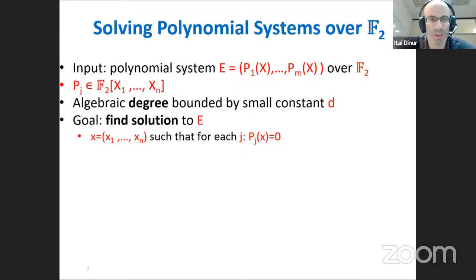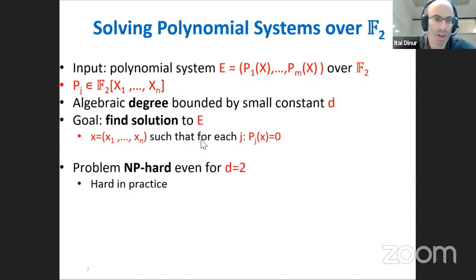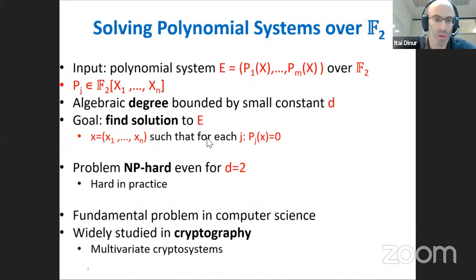In this work, I will consider the problem of solving polynomial systems over F2, where the input consists of m polynomials in n variables, where each polynomial has a bounded degree d, which is typically small, like d equals 2. The goal is to find a solution to the equation system, which is basically a common zero for all of the polynomials. The problem is known to be NP-hard, even for a quadratic system, and it is very difficult in practice as well. It's a central problem in computer science and specifically in cryptography.